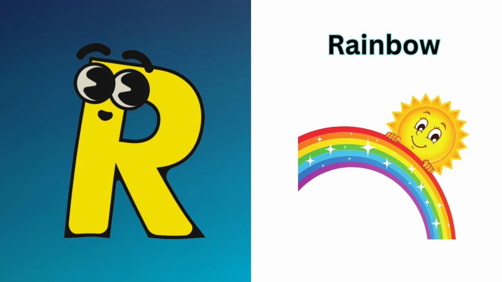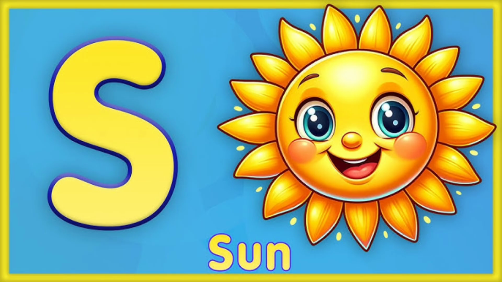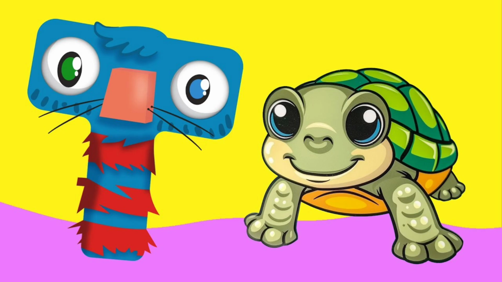R for rainbow. Say R for rainbow. S for sun. Say S for sun. T for turtle. Say T for turtle.